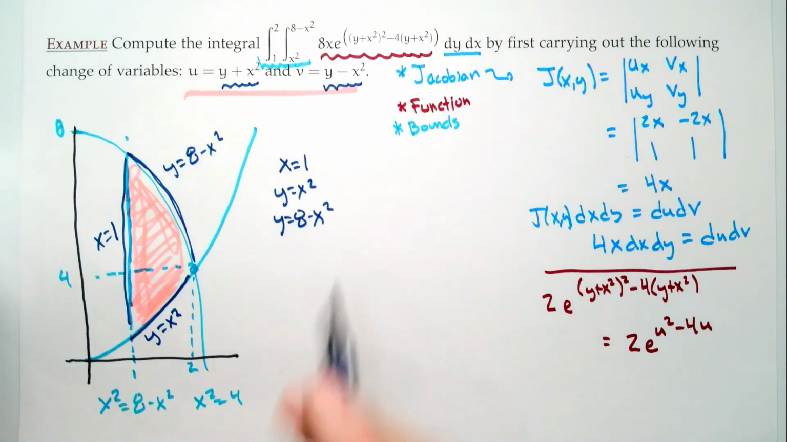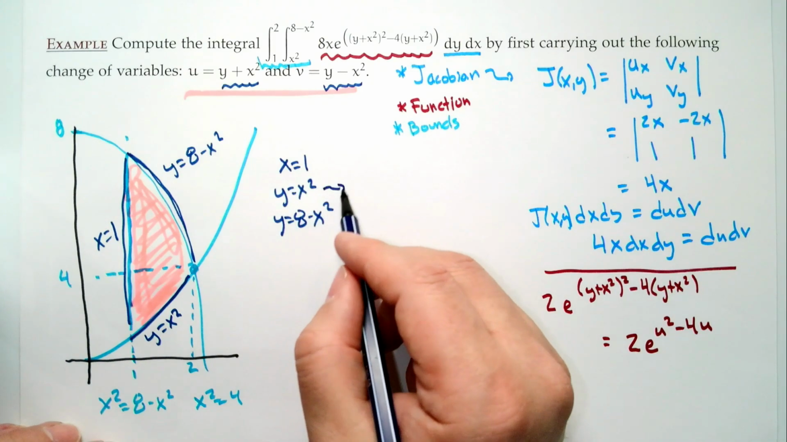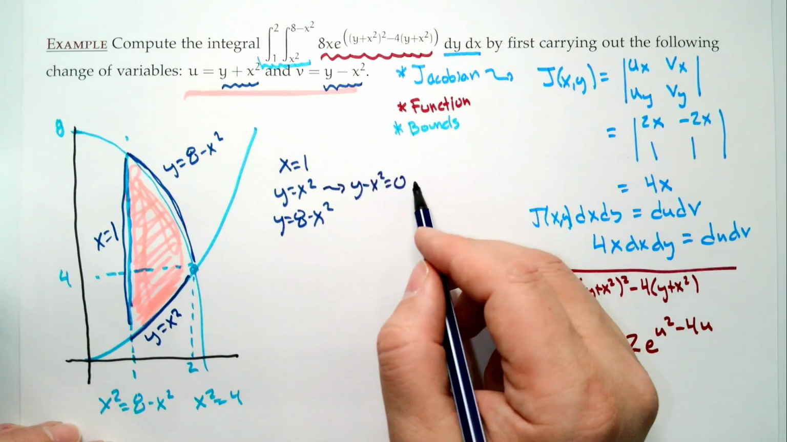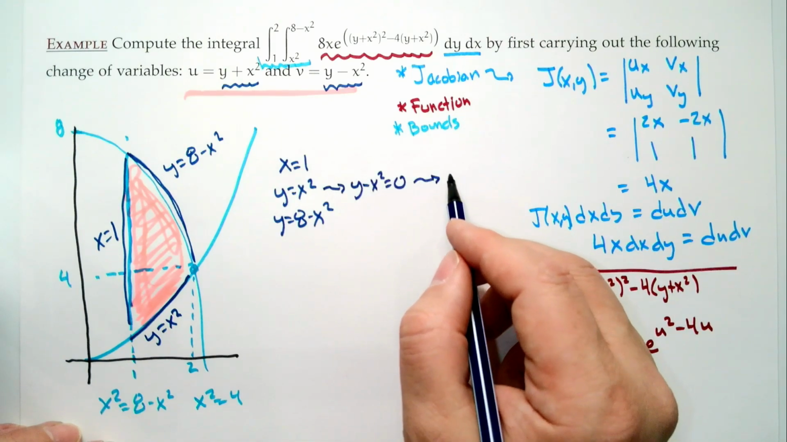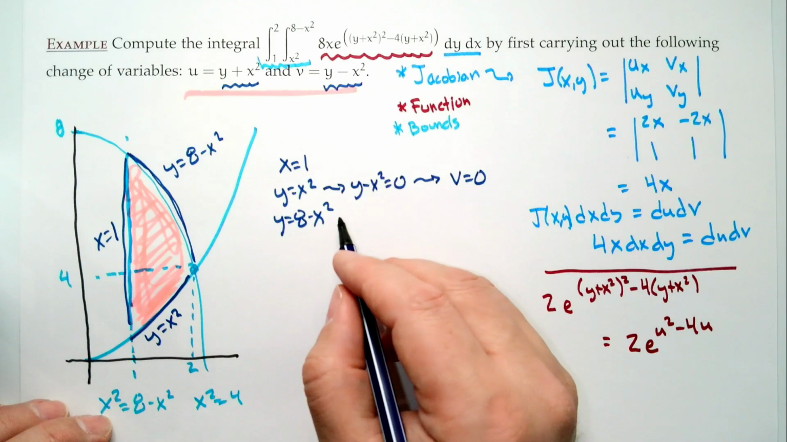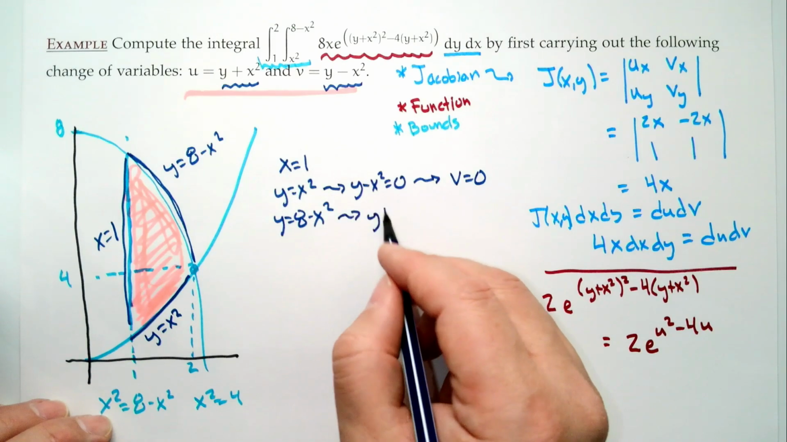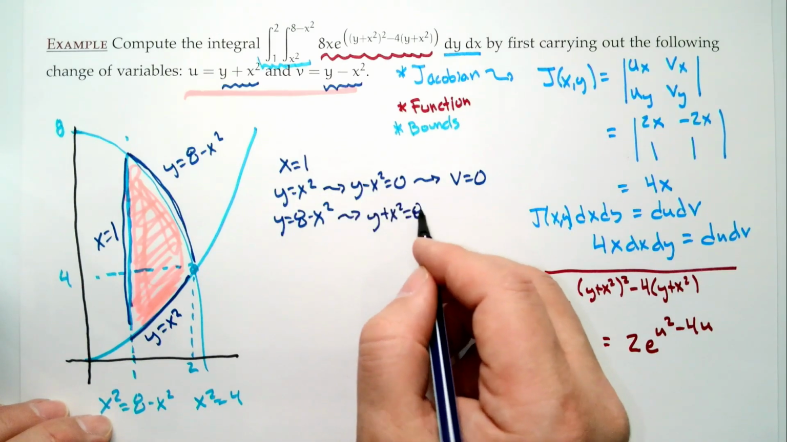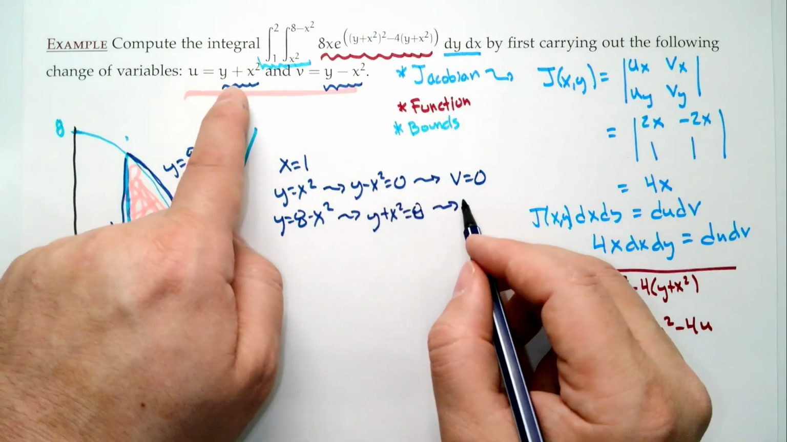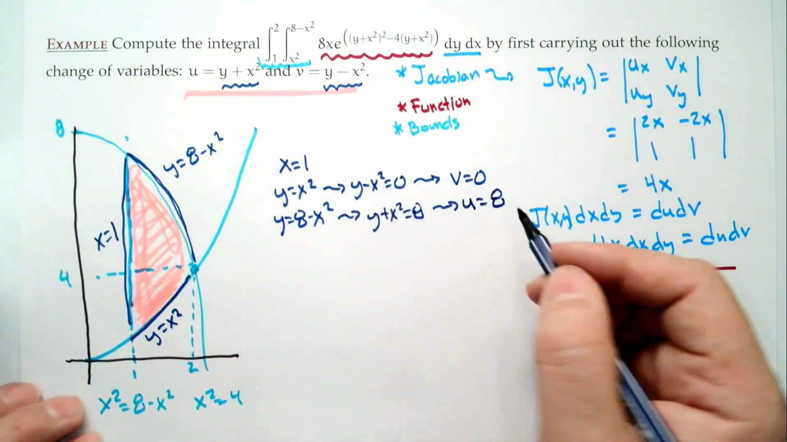So, I see y equals x squared. I say that's the same as y minus x squared equals 0, which means I see v equals 0. So that's one of my bounding curves. Then y equals 8 minus x squared. I say, move that x squared across, and you get y plus x squared equals 8. That tells us that y plus x squared, that's u, equals 8.